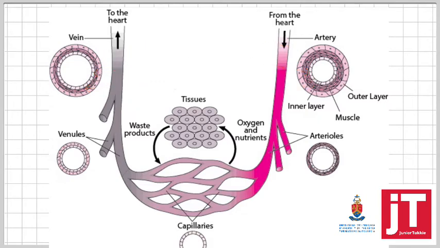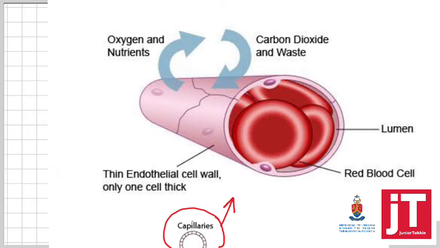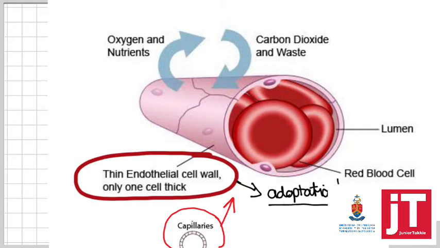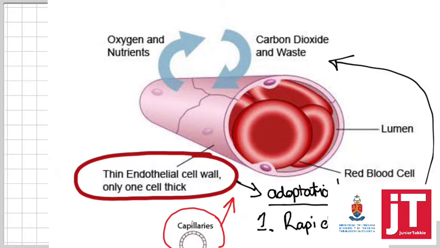So let's quickly look at a capillary in a little bit more detail, because that's the blood vessel that we haven't really focused on up to this point. We can see that a capillary is very unique. It is one cell thick. The importance of this is that it is an adaptation that allows for rapid diffusion of carbon dioxide and waste out of the blood when we get to the lungs, and then oxygen and nutrients back into the blood when we're talking about gaseous exchange.